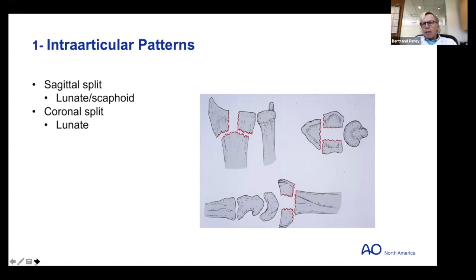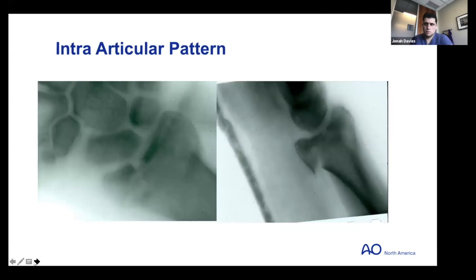Topic number one, first issue of priorities: understand the intra-articular patterns. They are fairly reproducible. Essentially, there is a sagittal split that will split the lunate from the scaphoid facet, and that can be anywhere in that radial ulnar direction. So it can split the lunate facet in half or the scaphoid facet in half, but it is somewhere in that direction. And finally, a coronal split that divides the lunate facet into both volar and dorsal fragments.